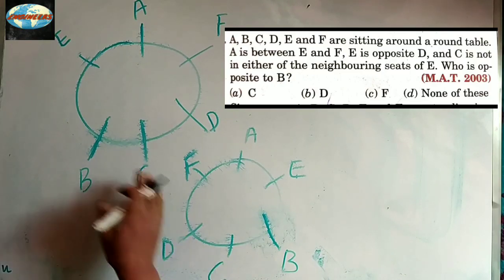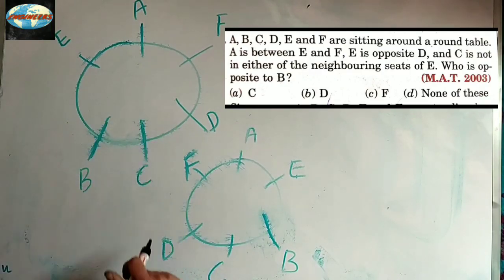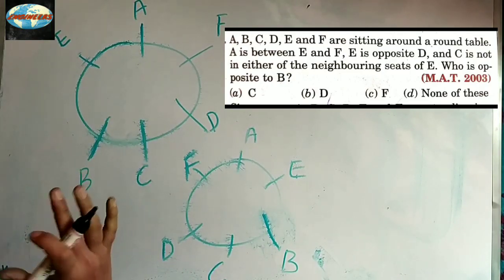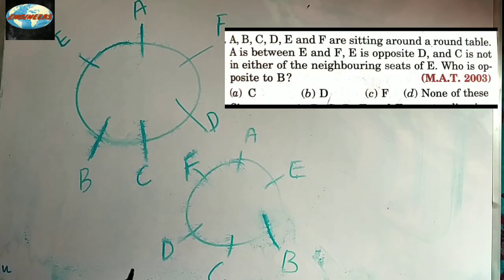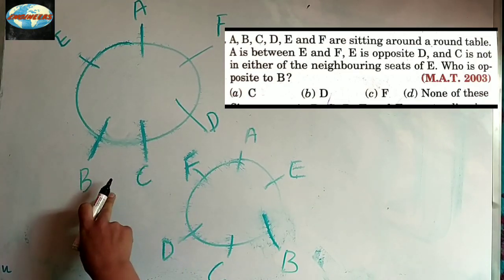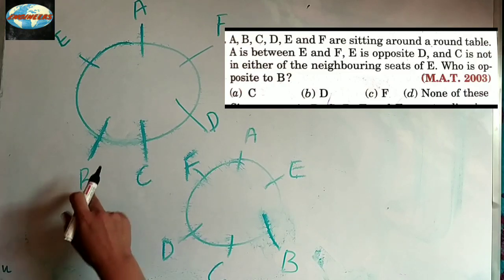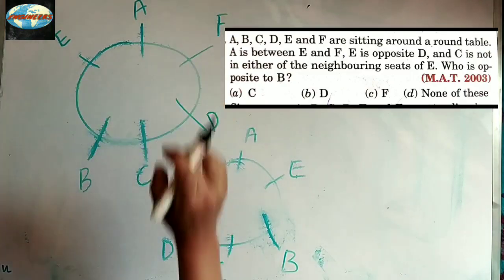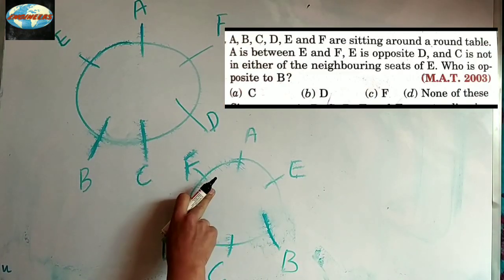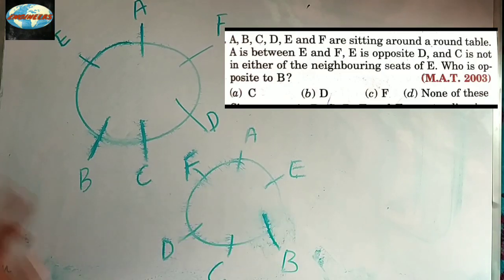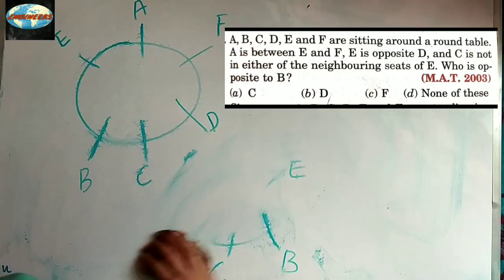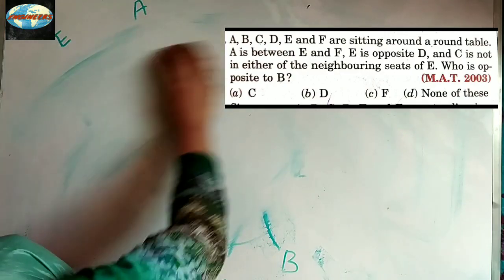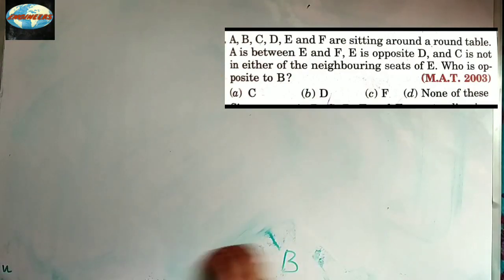it's not being told that the persons to be arranged are facing center or facing away from the center. So our question here is, who is opposite to B? Opposite to B is F. Here also opposite to B is F. This solves our question. Okay, this was also a basic question. Now we will solve a little bit tricky question.